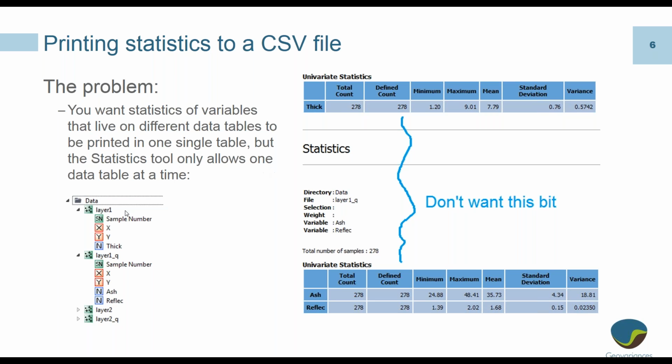So in this example here, I've got layer 1 and layer 1 underscore Q holding different variables on the same domain. And if I go to the statistics task and print them one at a time, I have this extraneous stuff in the middle that I don't really care about. So what I really want is just one table that I can very quickly copy paste into Excel or into a Word document.